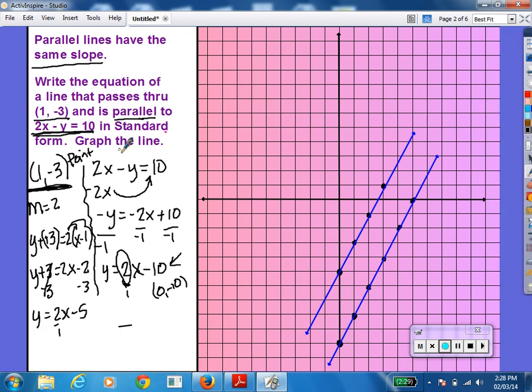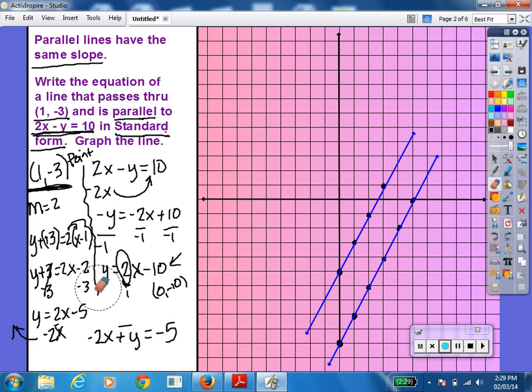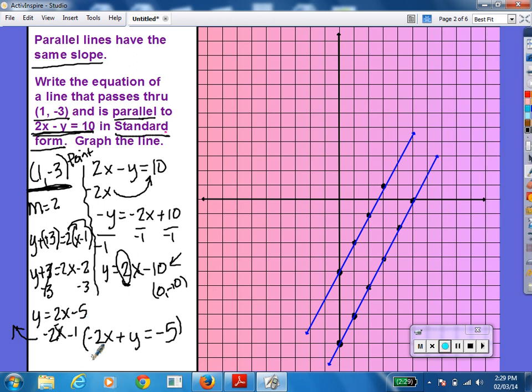All right, so now all we got to do is make sure we write it in standard form. So all we got to do now is move the 2x over. We're going to subtract the 2x and put it up front. That gives us -2x plus y equals -5. And you know that we don't like our leading coefficient to be negative. So we're going to multiply everything times -1, and that gives us 2x minus y equals 5.